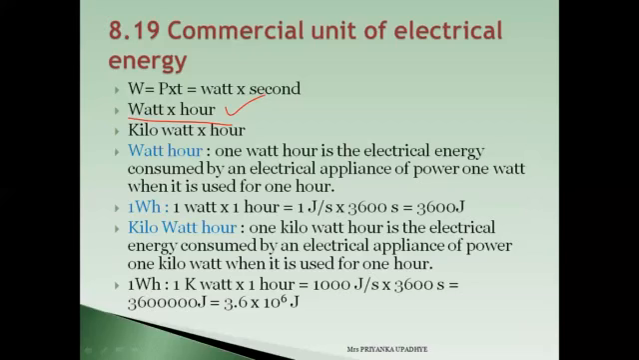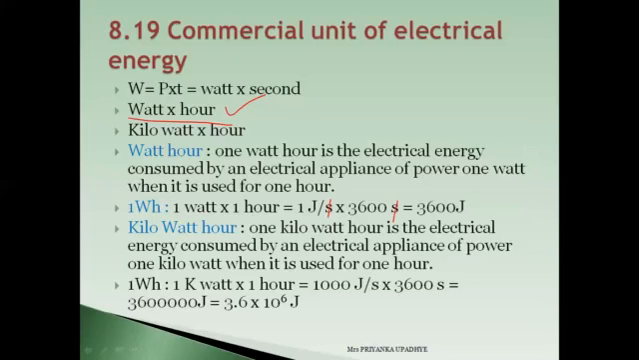Whatever electrical energy is consumed by it will be watt hour. 1 watt hour is equal to 3600 joule. See here, 1 watt hour is equal to 1 watt into hour. Watt is nothing but joules per second, into 3600 seconds. This second and this second cancel, so what remains? 3600 joules.